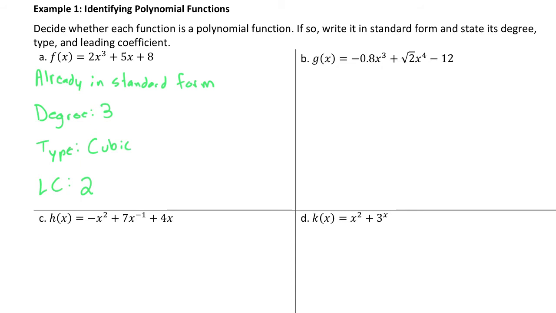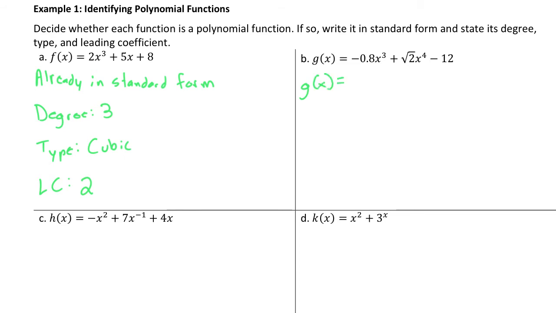It's 2. In our next example, the coefficients are weird, but they're real numbers. And our powers, our exponents, are all whole numbers. So this is a polynomial. Now, this is not in standard form. So I'm going to rewrite this in standard form.